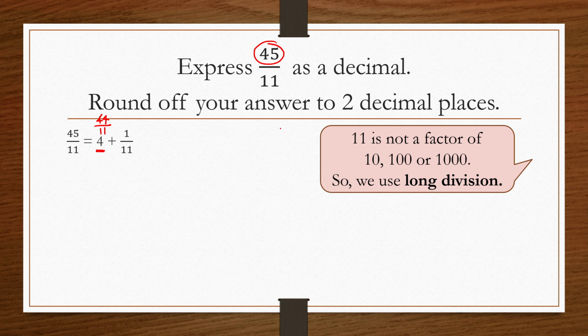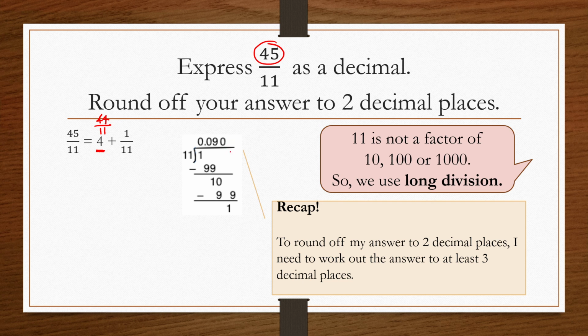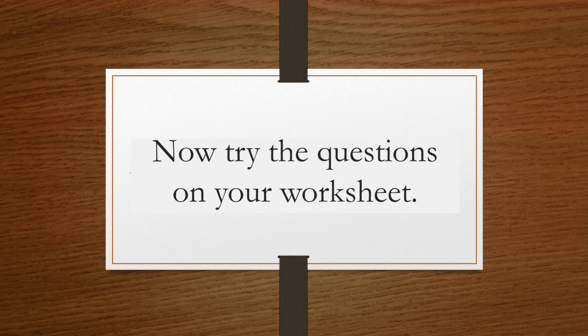So let's look at our long division. 1 divided by 11. Again, I worked it out to 3 decimal places because I'm trying to round it off to 2 decimal places. So 0.090. Now the thing is, many students forget and write the answer here as 0.09. But this is wrong because you forgot about this 4. The answer is actually 4.09 and not 0.09. Be careful about that.